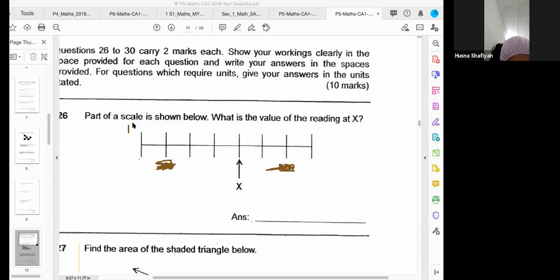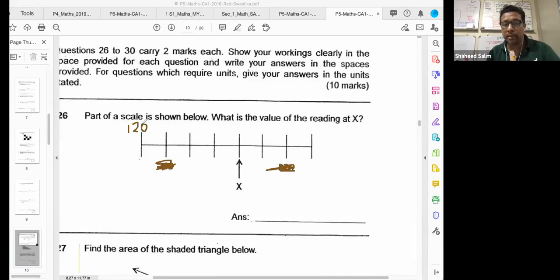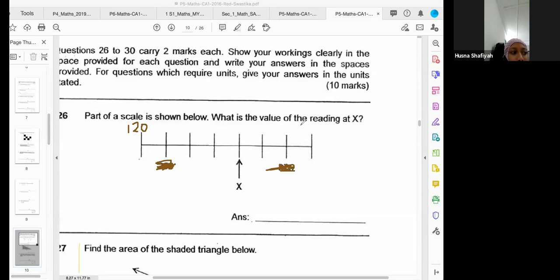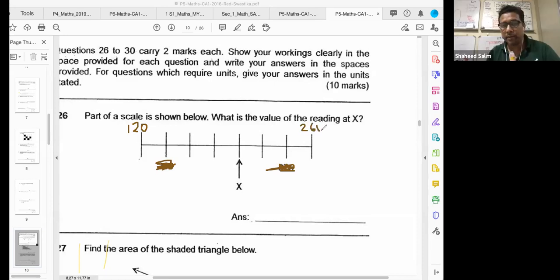Yes, miss. Can I go to the toilet? Silakan, silakan. Okay, hold on. Mr. Shaheed? Yes, miss. Can I go to the toilet? Yes, please, go. Don't ask anymore.